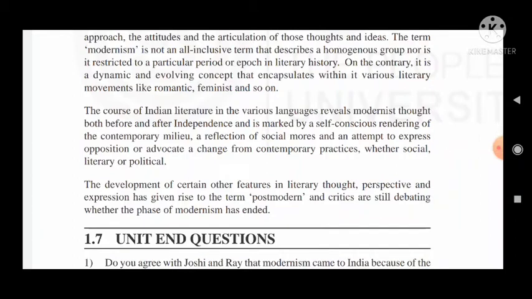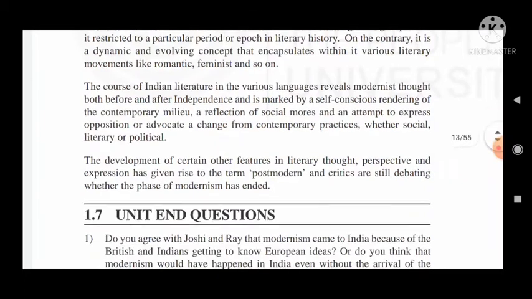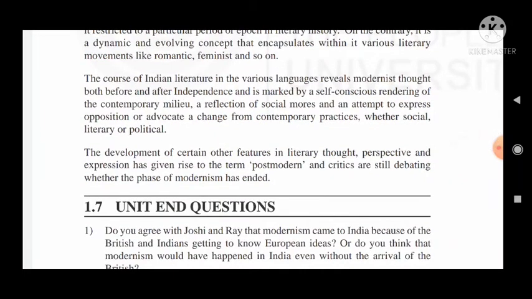On the contrary, it is a dynamic and evolving concept that encapsulates within it various literary movements like romantic, feminist and so on. The course of Indian literature in the various languages reveals modernist thought both before and after independence and is marked by a self-conscious rendering of the contemporary milieu, a reflection of social mores, an attempt to express opposition or advocate a change from contemporary practices, whether social, literary or political.